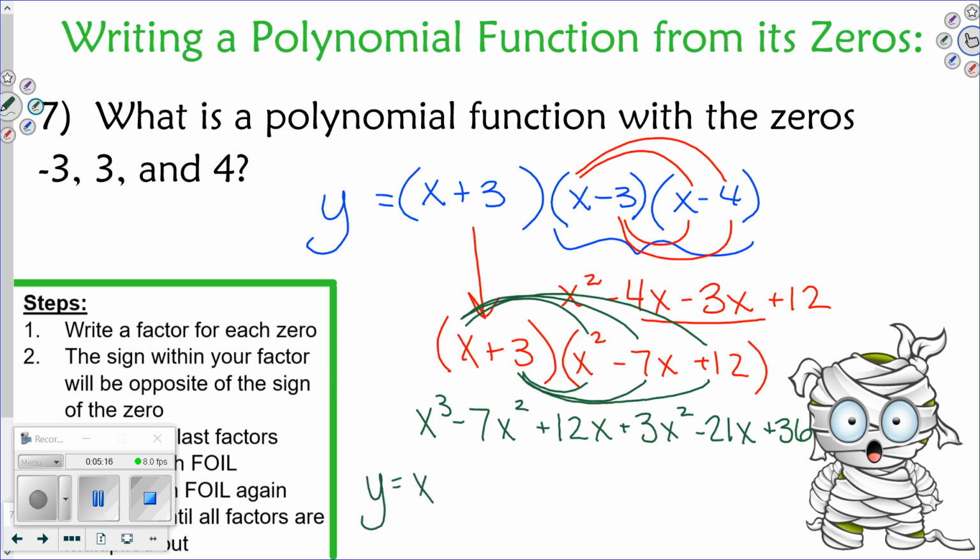So we have x cubed, negative 7x squared plus 3x squared, negative 4x squared, 12x minus 21x, negative 9x, and then plus 36.